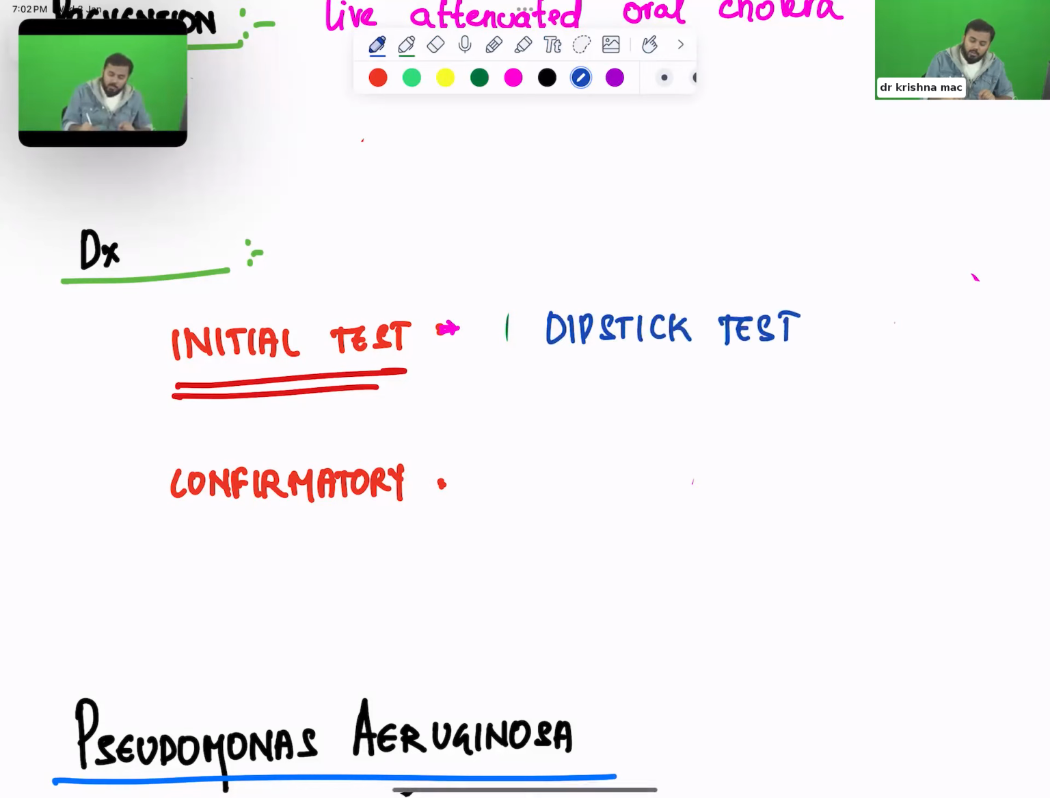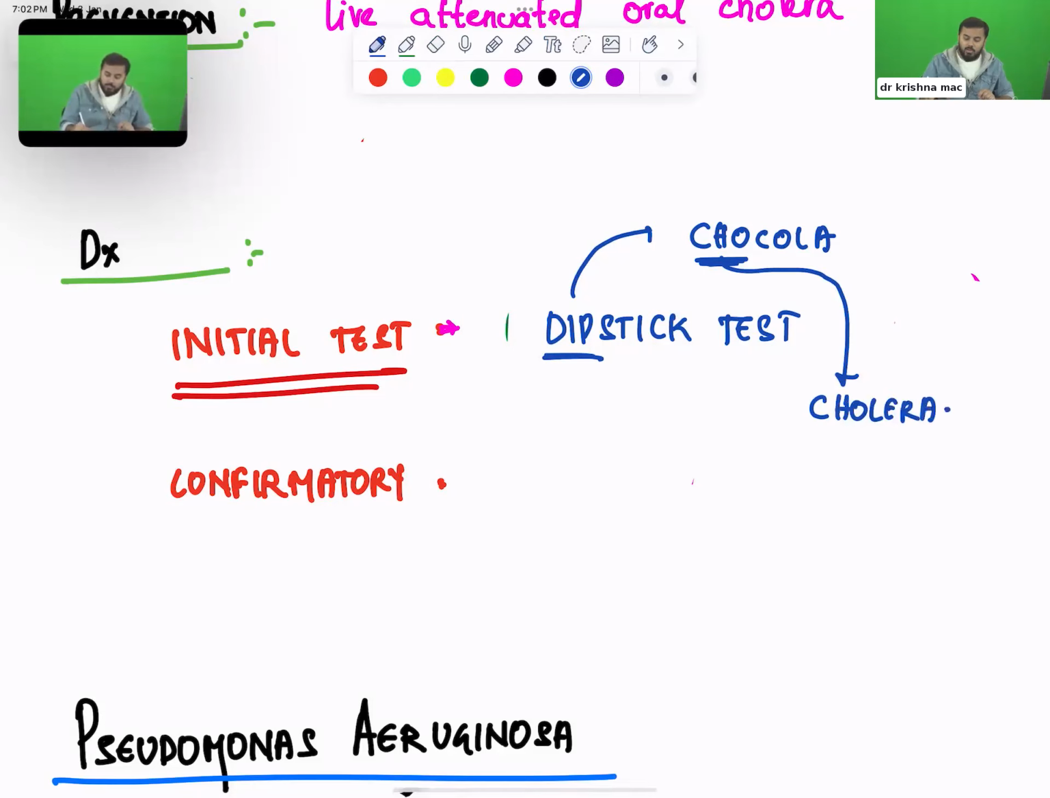Dipstick test. What are you dipping? You are dipping it into chocolate. CHO in the sense cholera. Remember it like this. So what is the initial test you do in cholera? Dipstick test. Dipstick test is the initial test which you do in cholera.